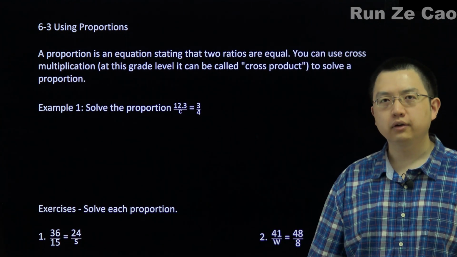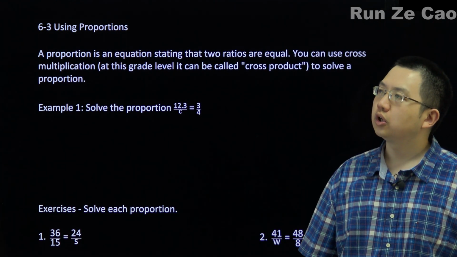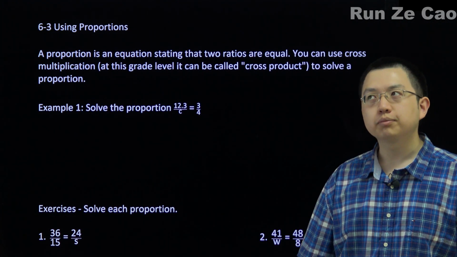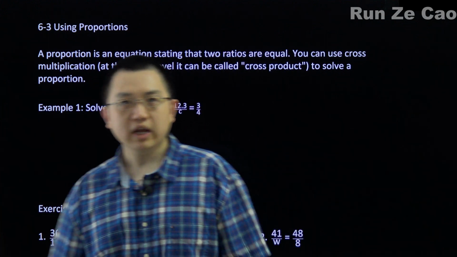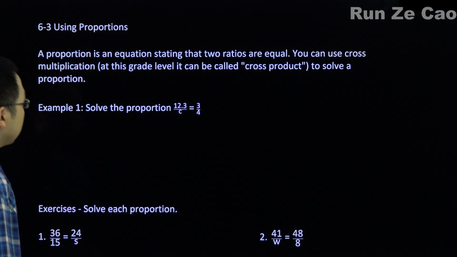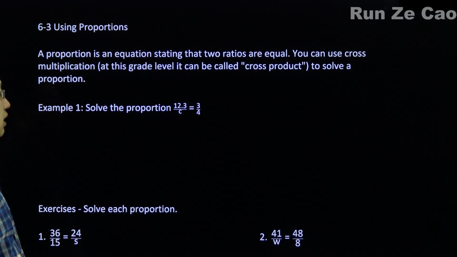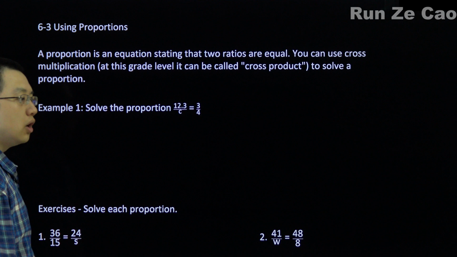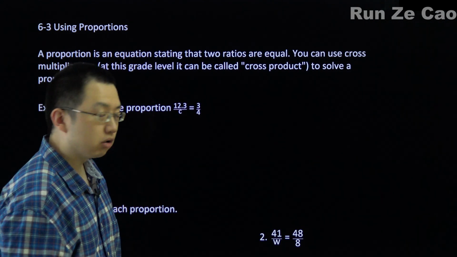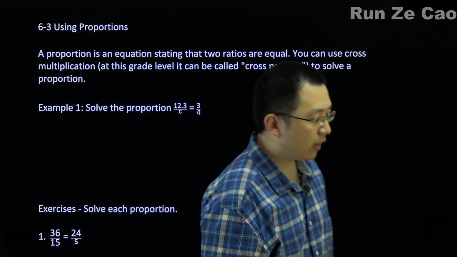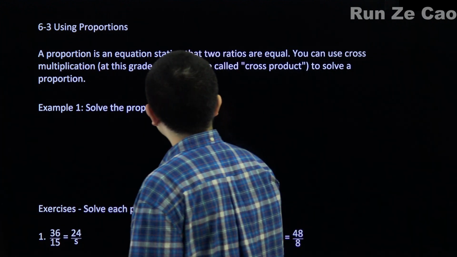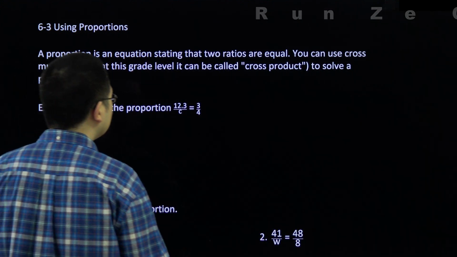We just talked about how two measurements can be proportional to each other. And we said that we had to prove that by showing that the ratios between the measurements stayed the same. And what are proportions? Well, a proportion is an equation that says two ratios are equal. You can use cross multiplication, sometimes at this grade level called cross product, to solve a proportion. For example, let's solve this proportion. 12.3 divided by C is equal to 3 over 4.